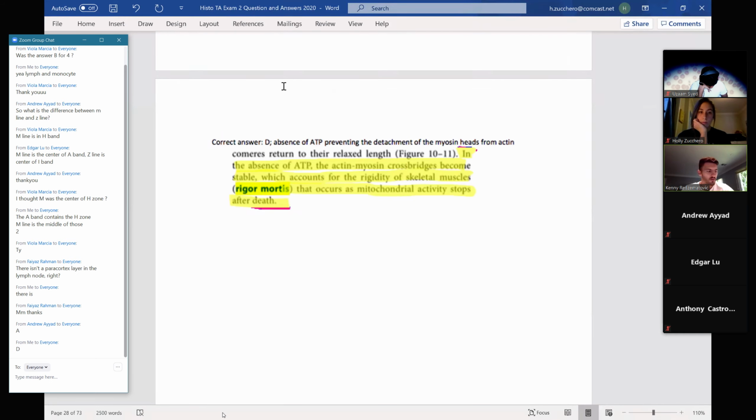So that's important. I don't know if you guys went over it, like the power stroke, maybe that would be in the next one. But it's essential to have that ATP to detach those heads so that you can get ready for the next contraction. Otherwise, if that ATP is not available, the actin and myosin remain connected to each other and they stay in a contracted state, which is why you can get that rigor mortis phenomenon after death.